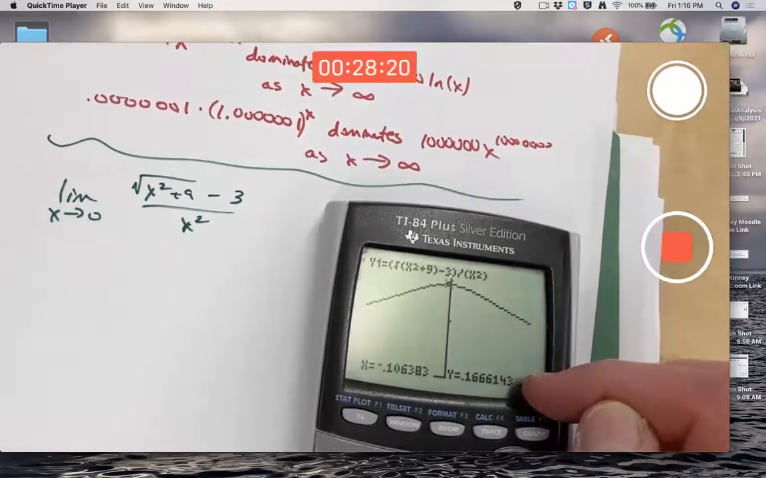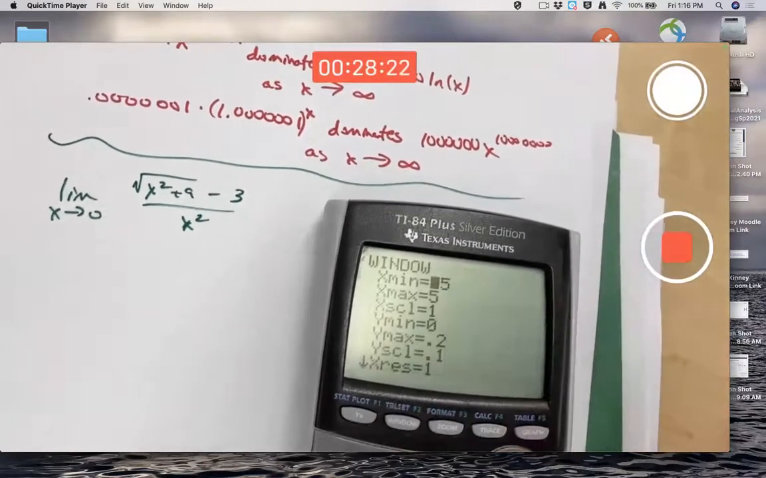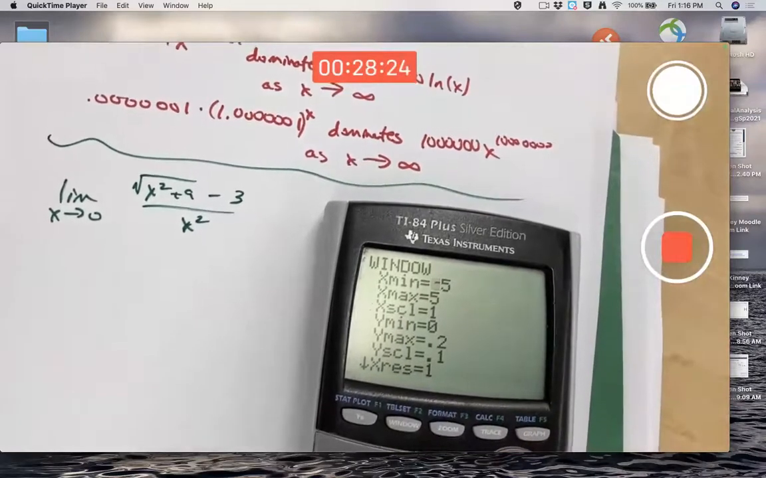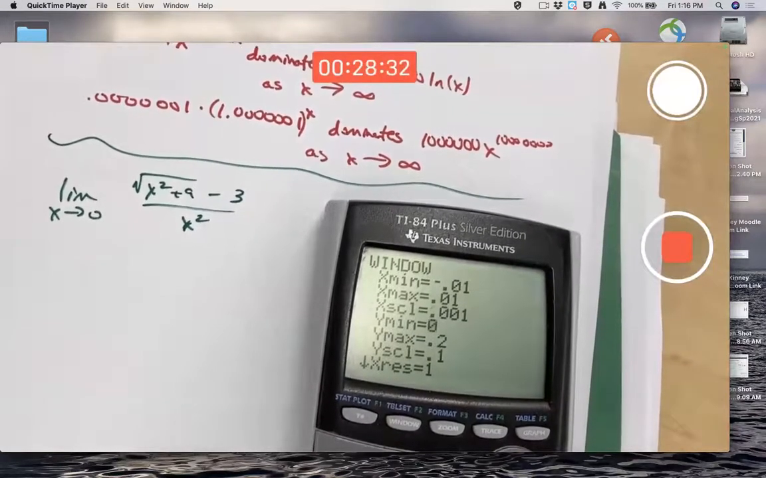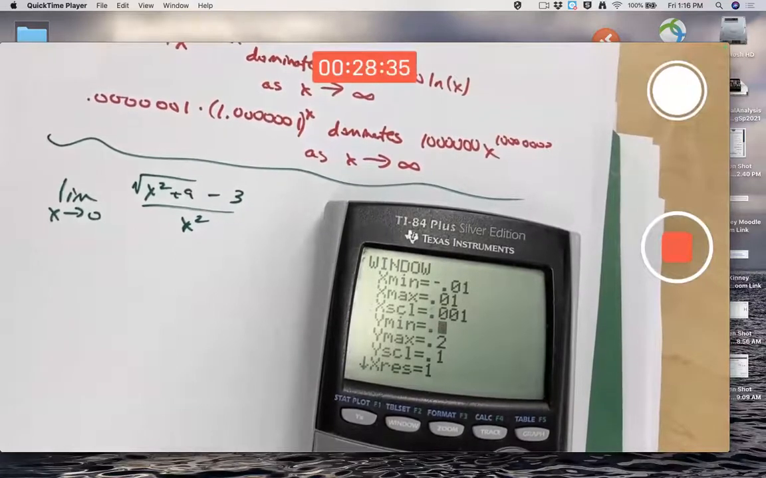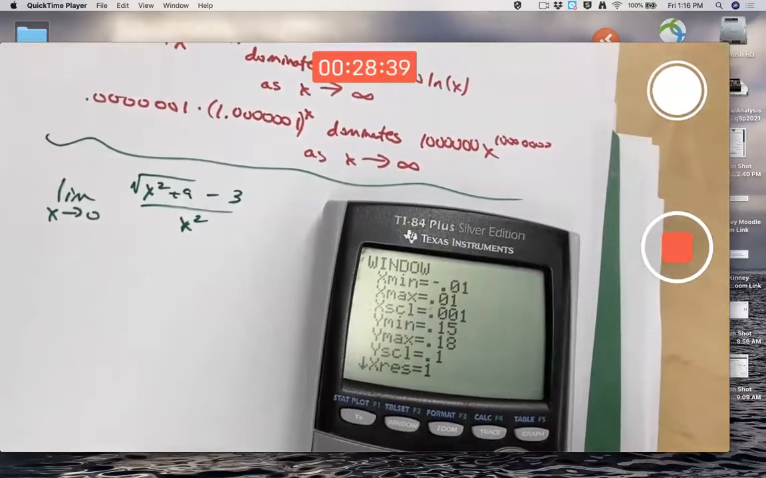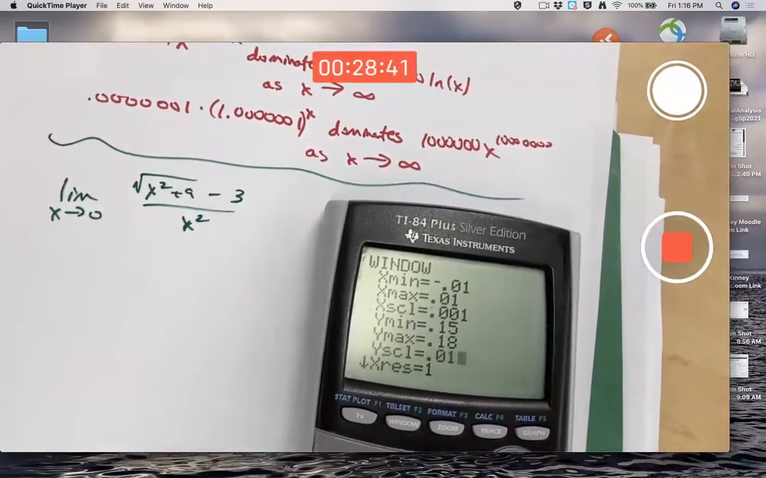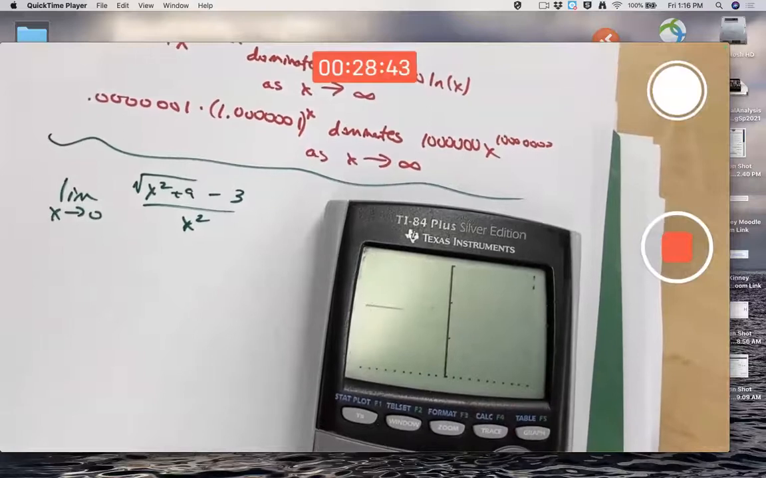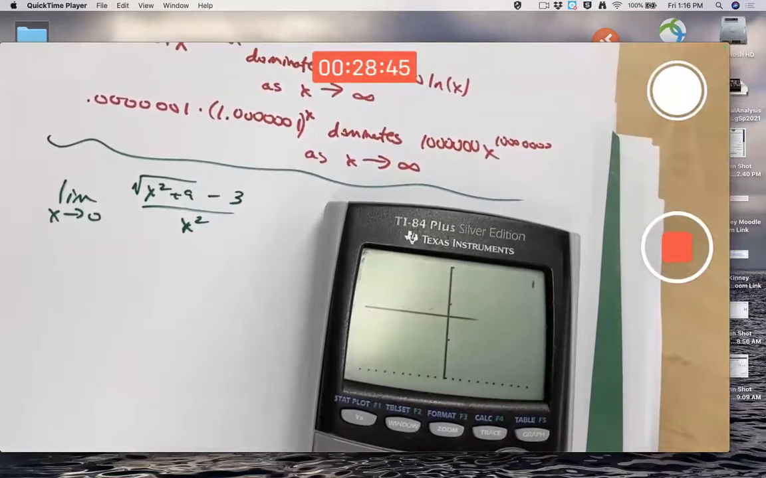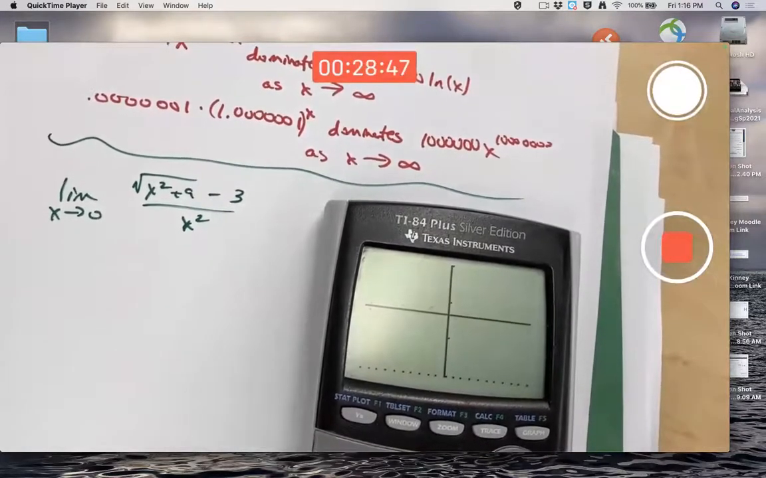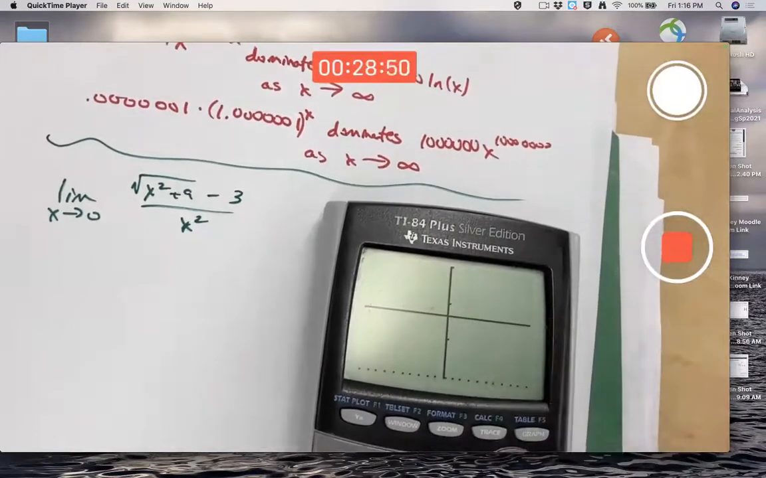Does that get confirmed if we zoom in closer? Let's change the window here. Let's let x go from -0.01 to positive 0.01, and let y go from 0.15 to 0.18. See what it looks like. Looks horizontal. It's not horizontal, it just looks that way. Yeah, it's looking normal here still.